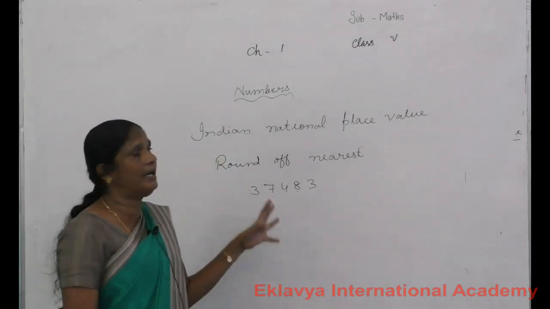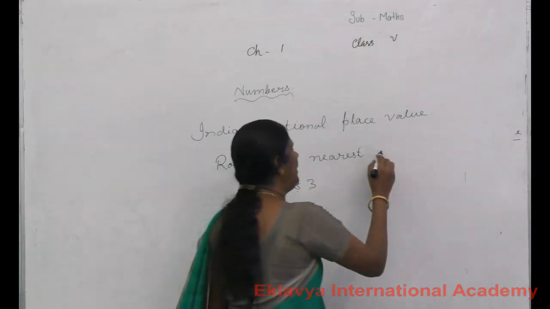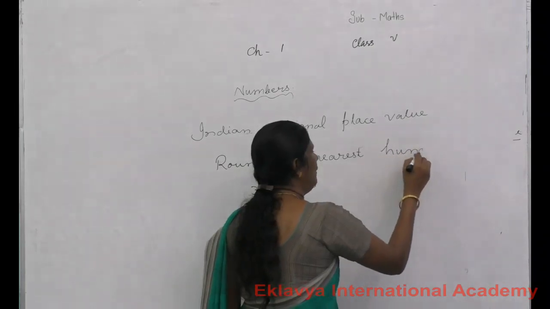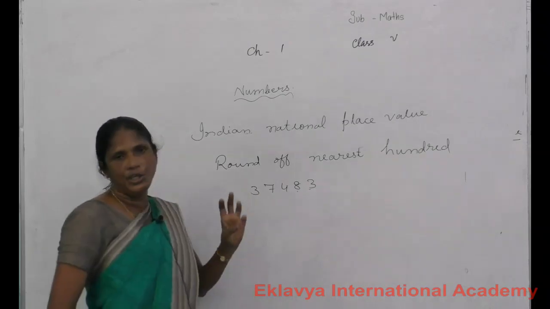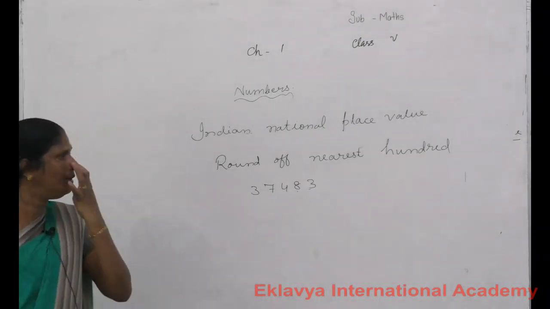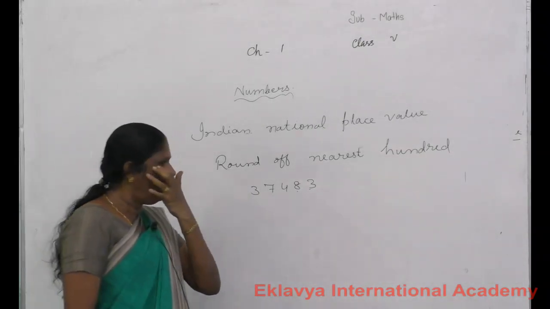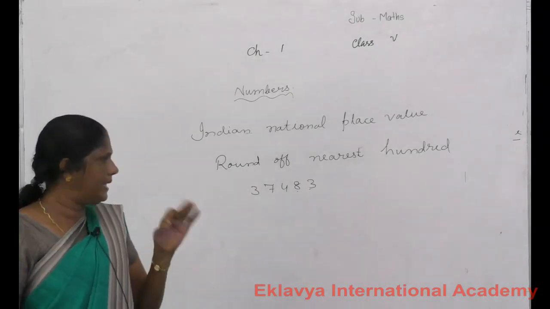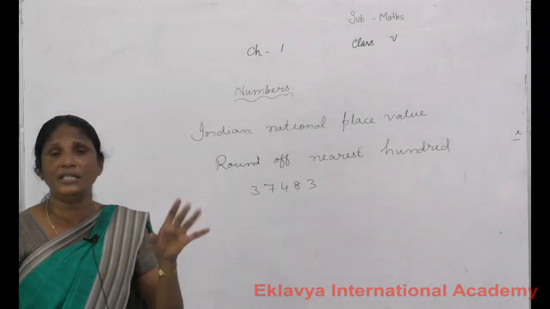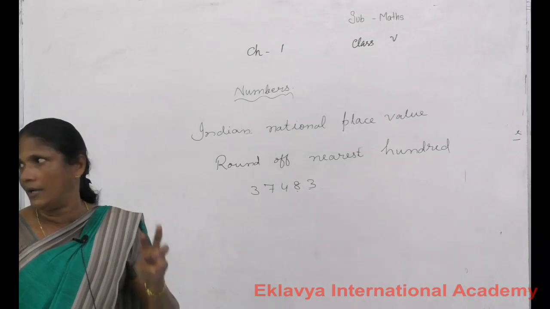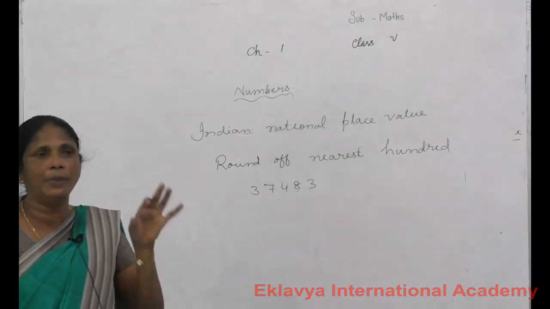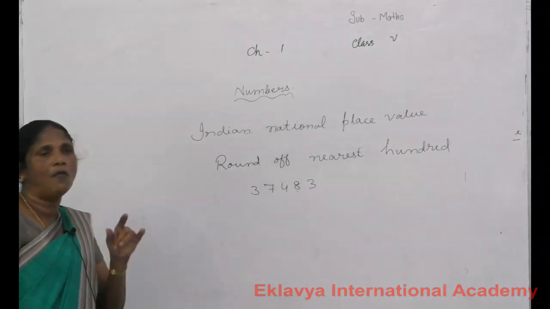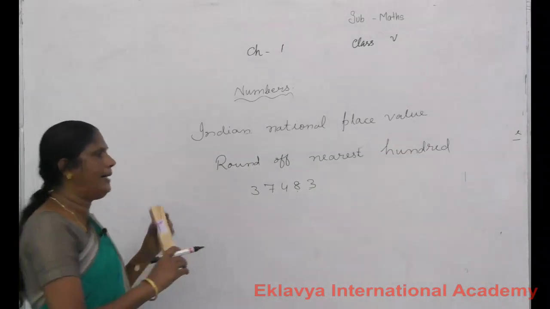Round off to the nearest 100. We look in the tens place. If 0, 1, 2, 3, 4 come in the tens place, there is no change in the 100 place. If 5, 6, 7, 8, 9 come in the tens place, 1 is added in the 100 place.